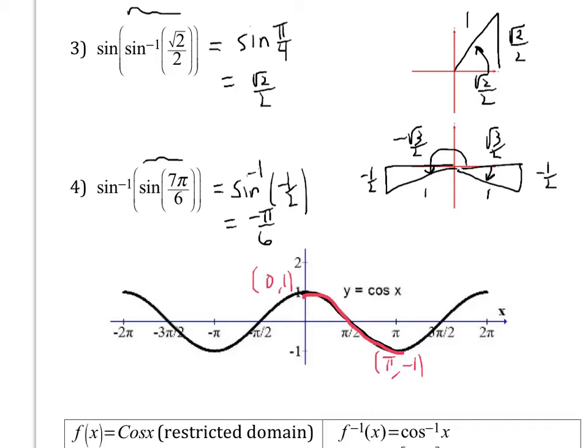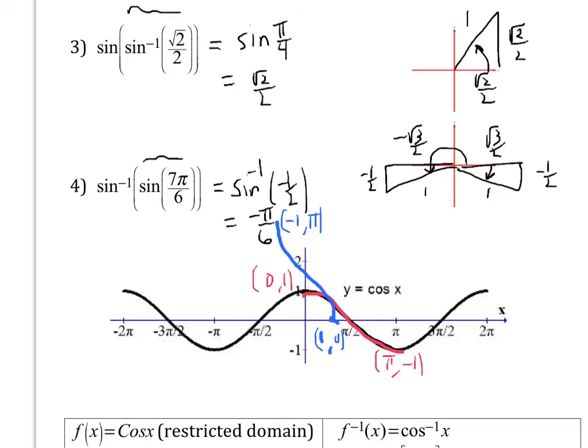So what does it look like? Let's see, it goes through here. It's kind of like that, more or less. This would be the point 1, 0. This would be the point negative 1, pi, something like that. The graphs of these aren't really that important. What's really important is the domain and range.